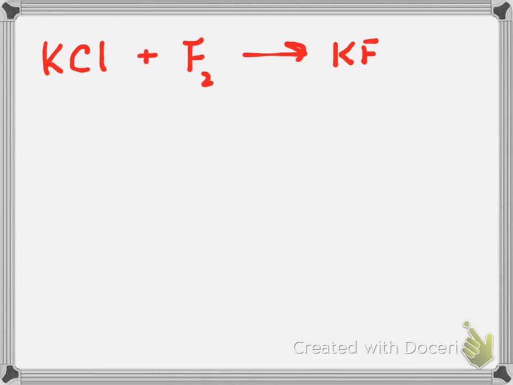So let's say I have potassium chloride. I'll write the formulas for you on this video. And you're reacting that with fluorine gas. And you're going to make, in that process, potassium fluoride and chlorine gas. And I basically give you the instruction to balance. Common mistake that students make. Always it's coefficients in front.